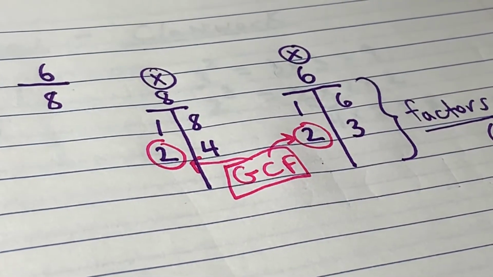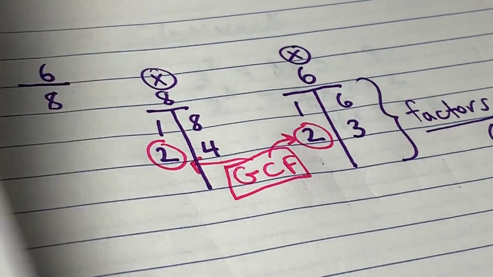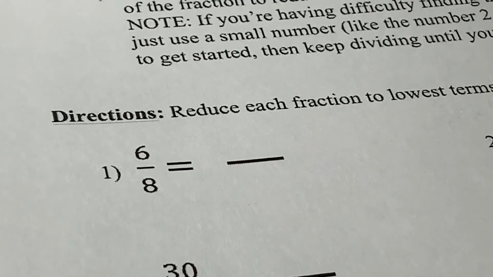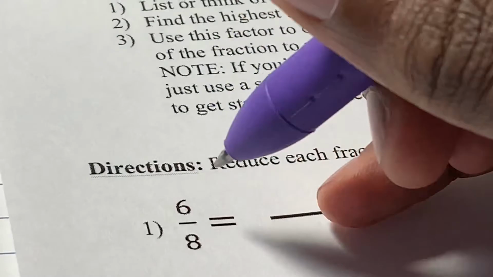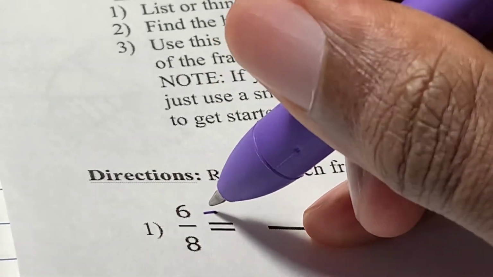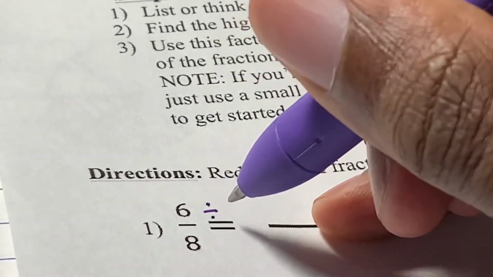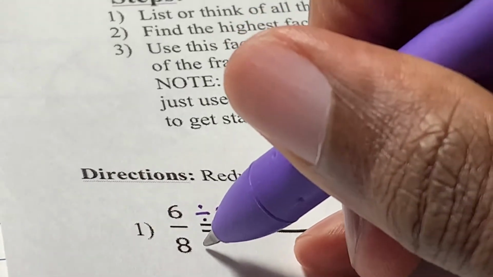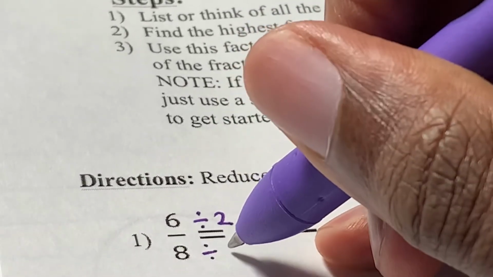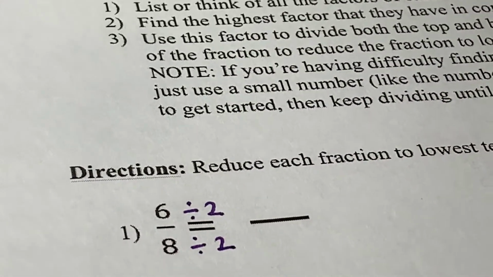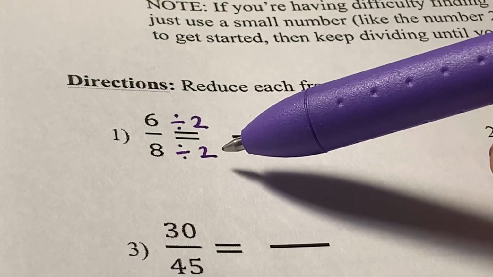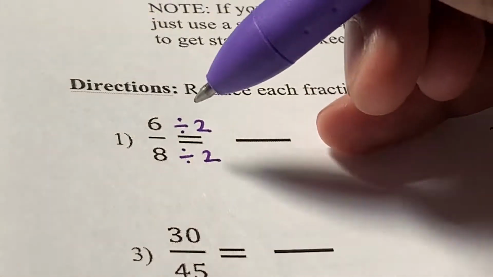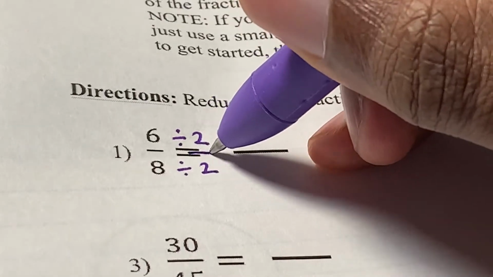Therefore, coming back to the problem here, I'm going to divide the numerator and denominator by 2. So I'm going to put here divide by 2. You do the same thing. Follow along with me. Divide by 2. Okay, remember we just finished saying that any number over itself is equal to 1, right? So I'm really dividing by 2 over 2 as a fraction.